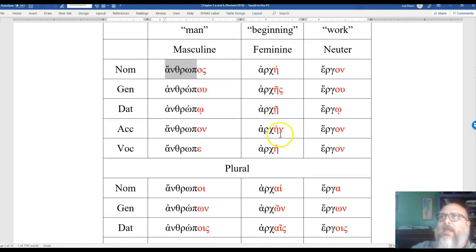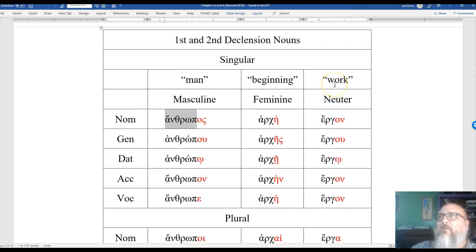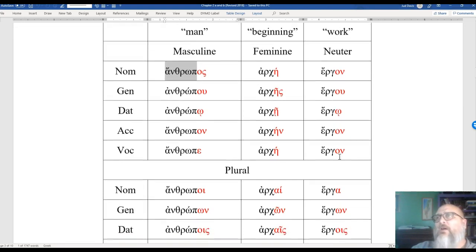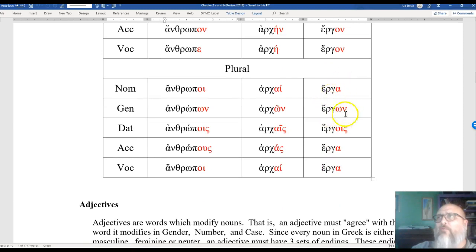And these are the endings that tell you what case it's in. And if you wanted to talk about beginnings, plural, you would use this. And the same with the neuter word work. Work, of work, to or for work. Work is the definite direct object. Vocative, works, plural, of works, to or for works.